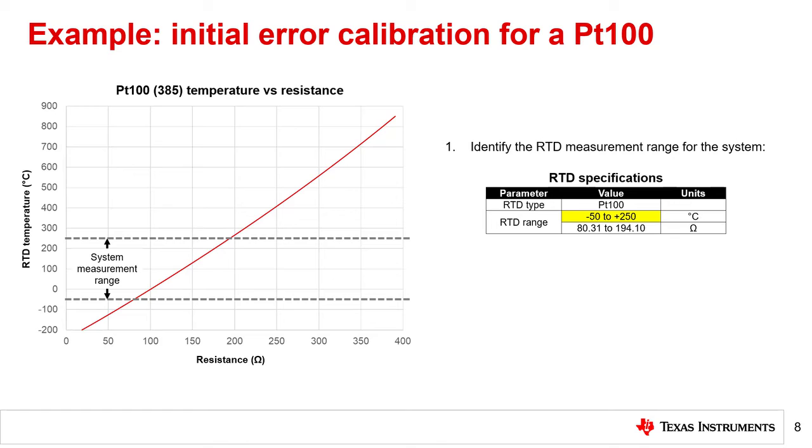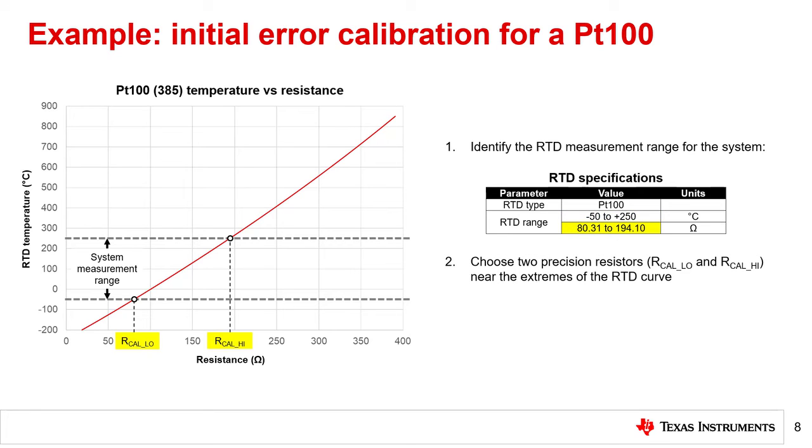This example will use the same system parameters we defined for the examples in the error sources and error estimation Precision Labs modules. These parameters are shown in the table on the right and include a temperature range from -50 to 250 degrees Celsius, which corresponds to an RTD resistance range of 80.31 to 194.1 ohms respectively. The relevant portion of the RTD curve is denoted by the gray dotted lines on the plot on the left. Though not shown on this slide, we will also select the ADS124S08 as the ADC in this example.